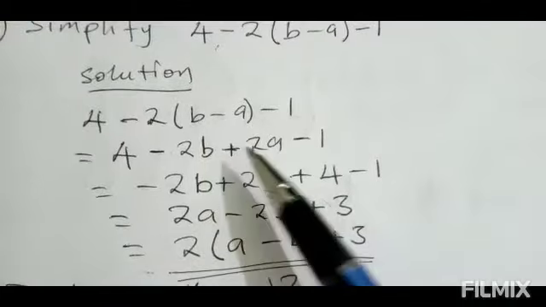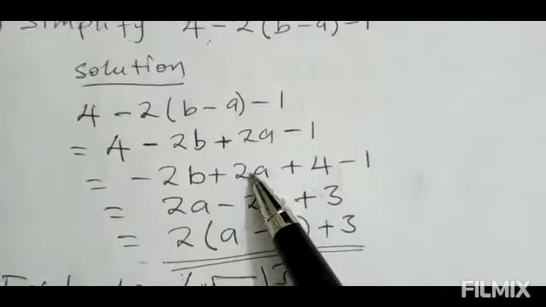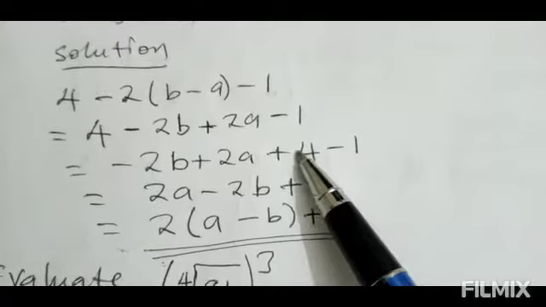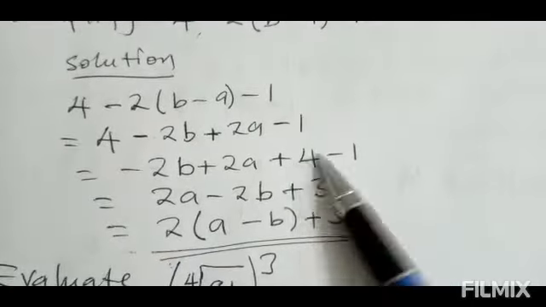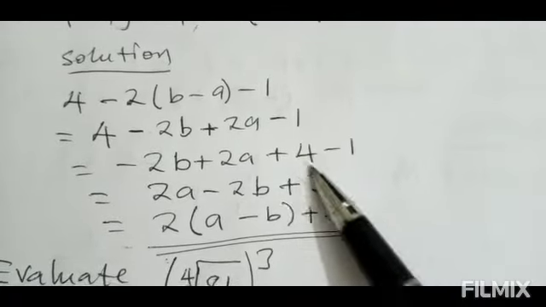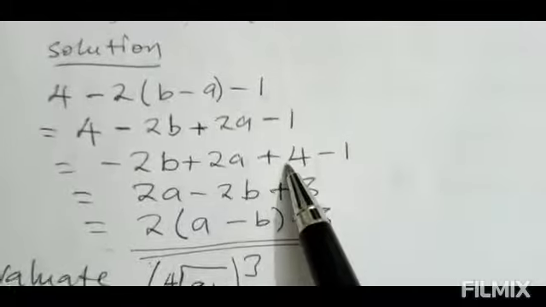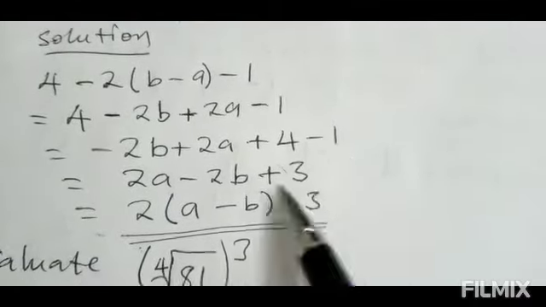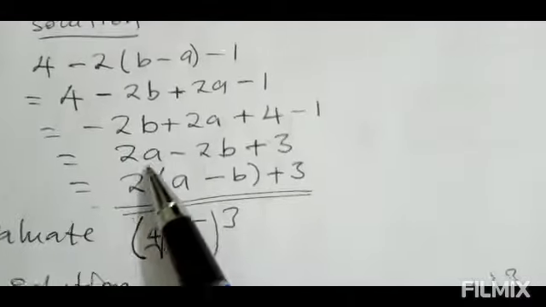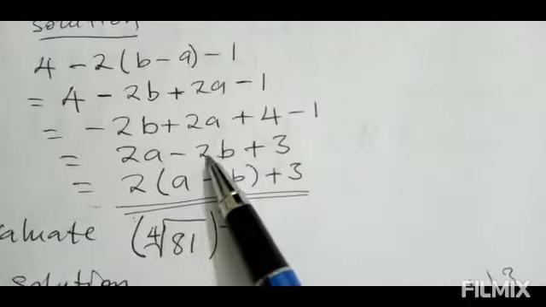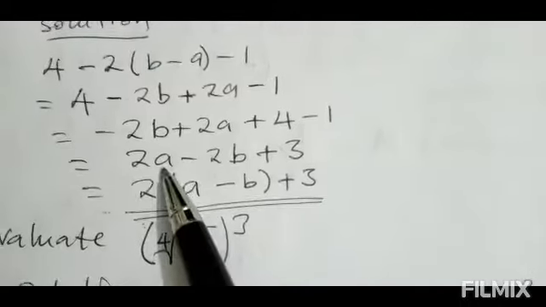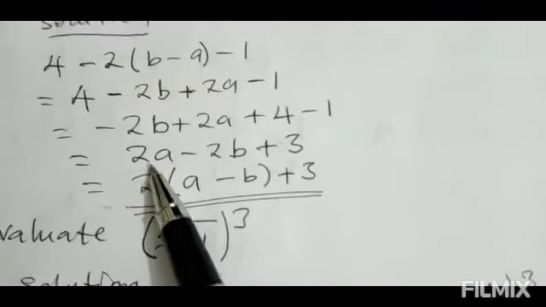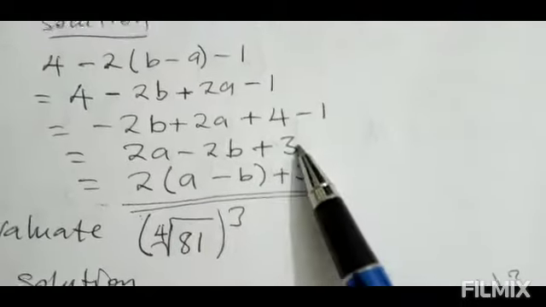Minus times minus gives us plus. So minus 2b plus 2a plus 4 minus 1. Notice I have taken 4 to the other side, to where 1 is, okay? I have rearranged so that we can do the operation. 4 minus 1 will give us 3, okay? So 2a minus 2b plus 3. I've started with a positive to make it look nicer and also alphabetical order. So 2a minus 2b plus 3, okay?